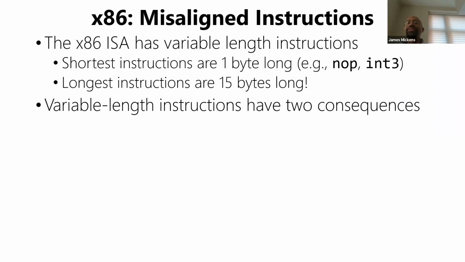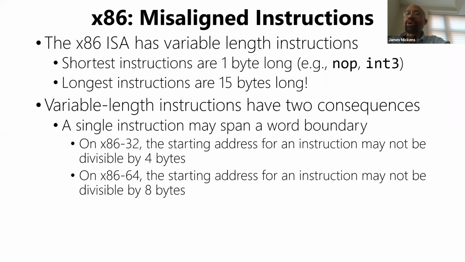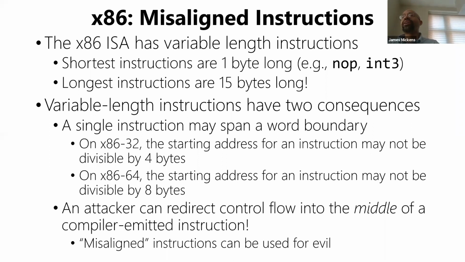So what are the consequences of variable length instructions? Well, there are two consequences. One consequence is that a single instruction may span a word boundary. So what does this mean? On X86 32, that means that the starting address for an instruction may not be divisible by 4 bytes. Similarly, on 64-bit X86, the starting address for an instruction may not be divisible by 8 bytes. So variable length instructions mean that a single instruction may span a word boundary. And also, this means that an attacker can try to redirect control flow into the middle of a compiler-emitted instruction.